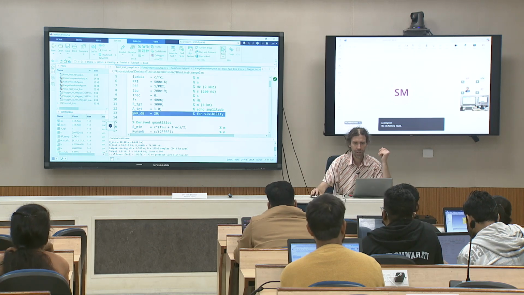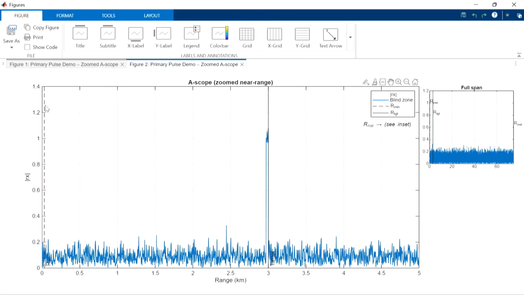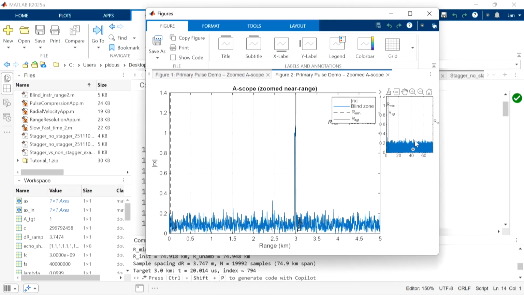So if I run it, you will always see something like this. This is my echo, this is noise, of course, and this small thing, as you can see, is the blind zone, because it is only 30 meters, so it is small. You will see details only in the first 5 kilometers. But what is the full span? Okay, it is 75 kilometers.